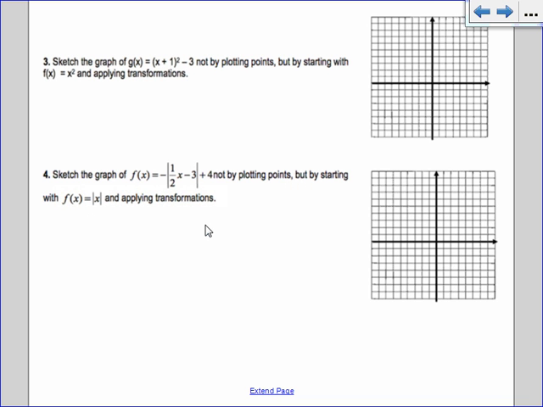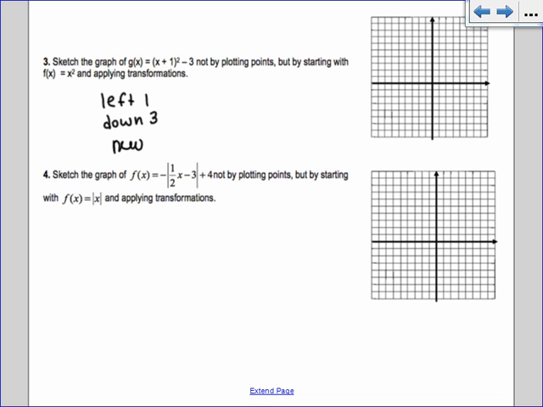All right, so number 3. Sketch the graph of g of x equals the quantity of x plus 1 squared minus 3, not by plotting points, but by starting with f of x equals x squared and applying transformations. So can you do this without the various steps? We know what the x squared looks like. So if I have x plus 1 squared minus 3, that means I move left 1, down 3.